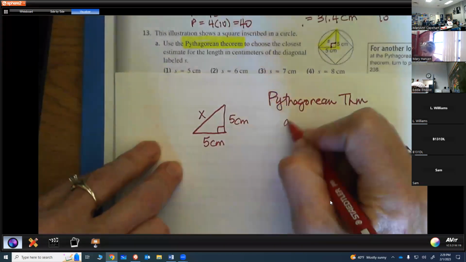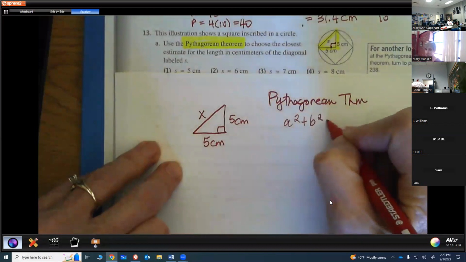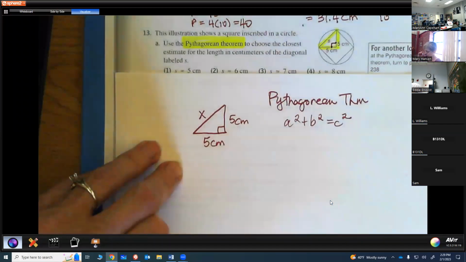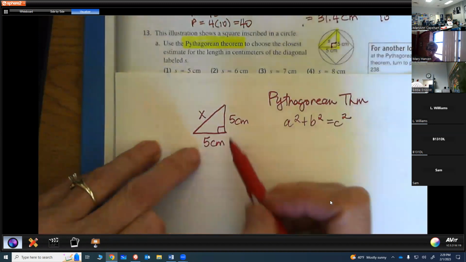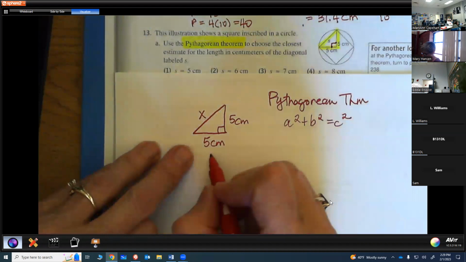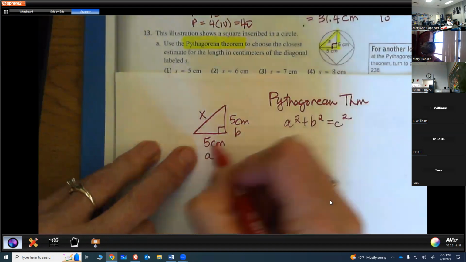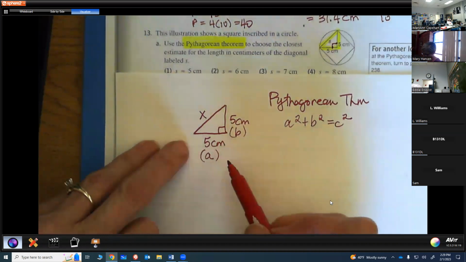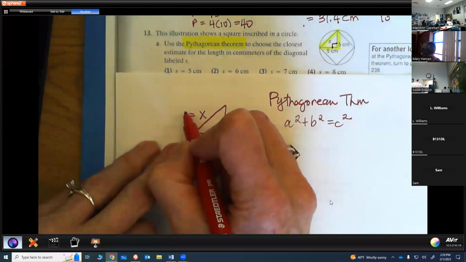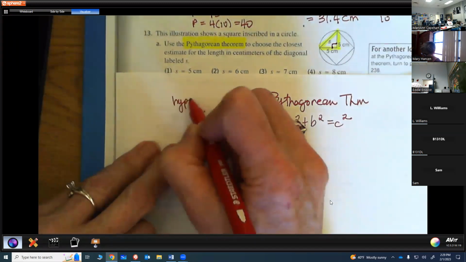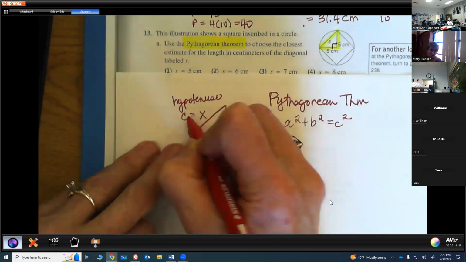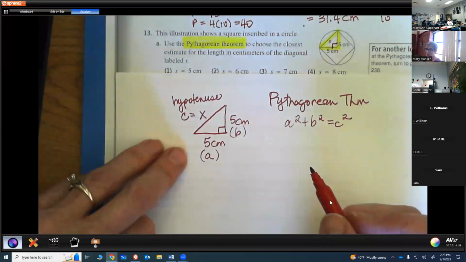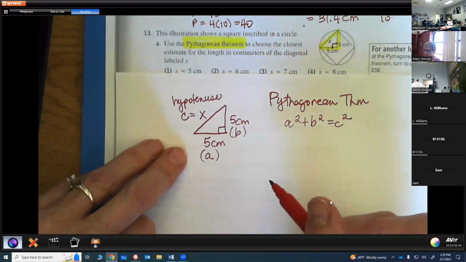The Pythagorean theorem says A squared plus B squared equals C squared. It only works in right triangles, triangles with a 90-degree angle. These two sides are called the legs, and they're A and B. This side is called the hypotenuse, and it's side C. Is it ringing a bell for anybody from last semester? I'm not sure how many of you were here last semester or from high school. Okay, got a thumbs up from one person.